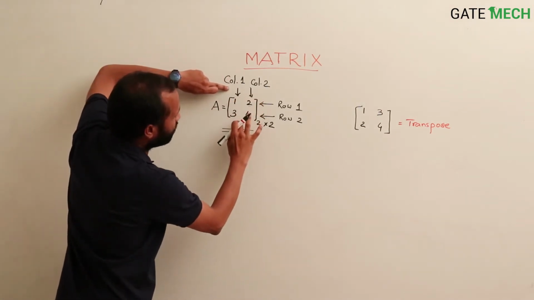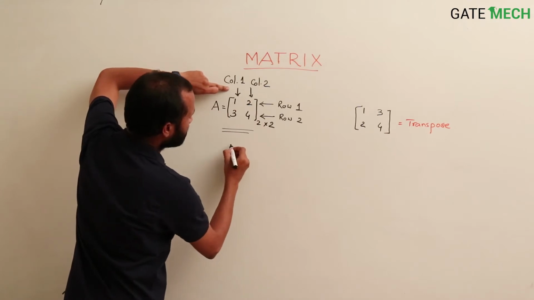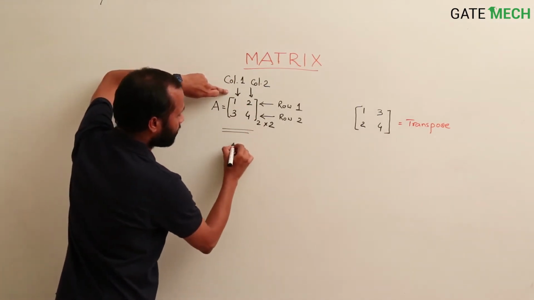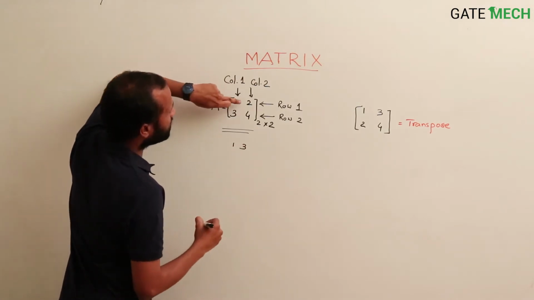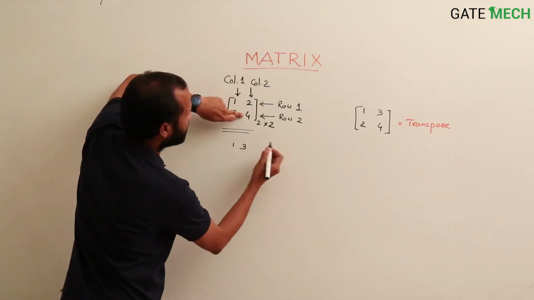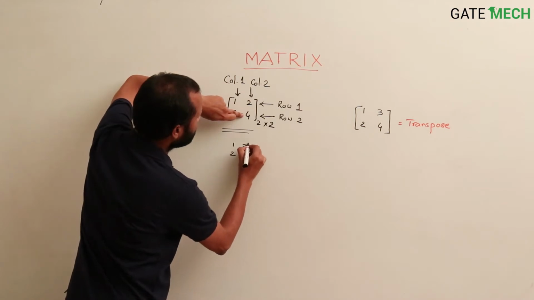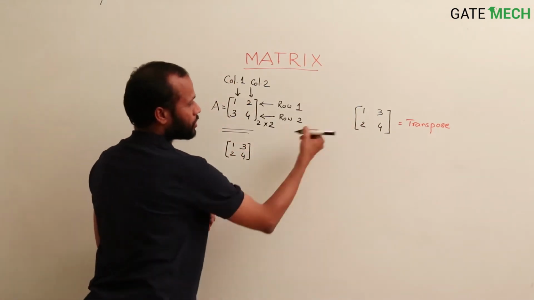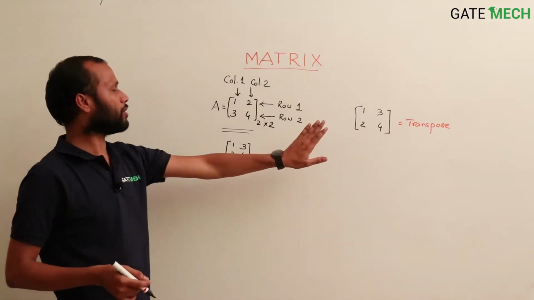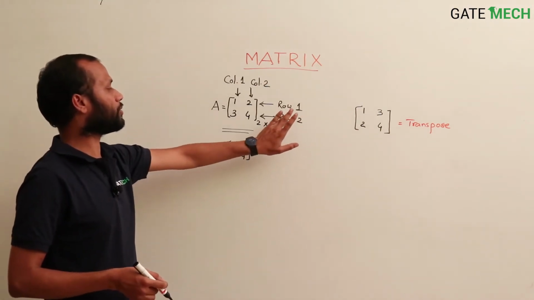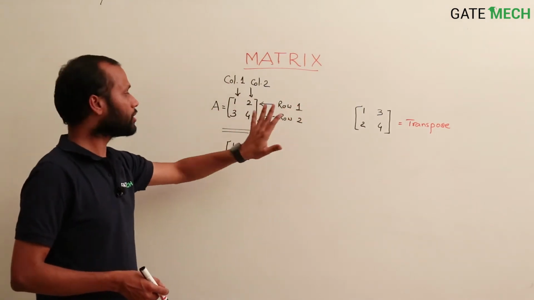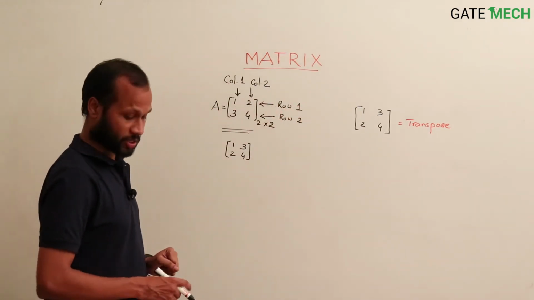The first column is 1, 3. I will write it as a row, the first row. Second column is 2, 4. I will write it as the second row, 2, 4. Both are the same. So the transpose involves interchanging rows with columns or columns with rows. This is called the transpose of a matrix.